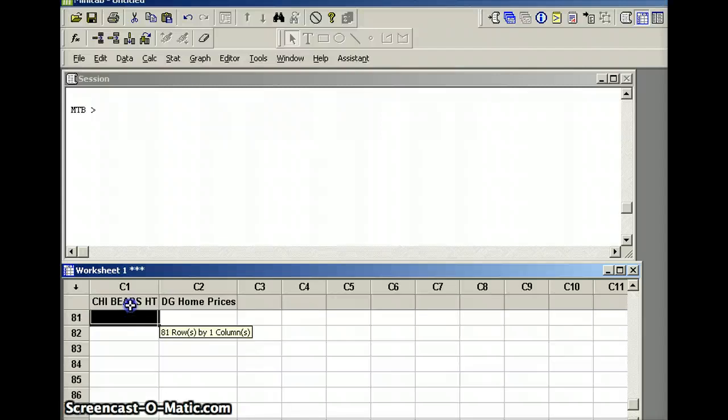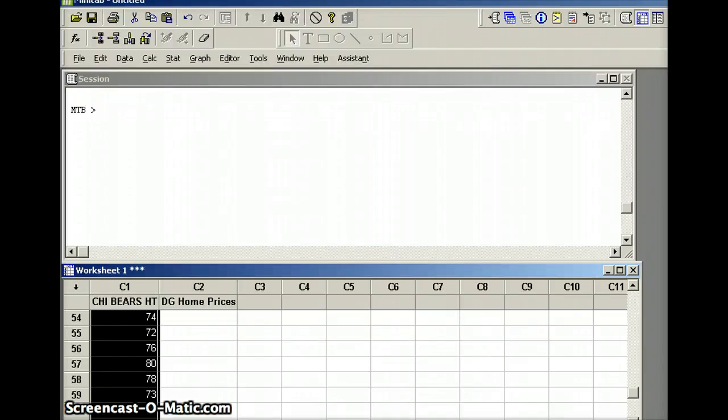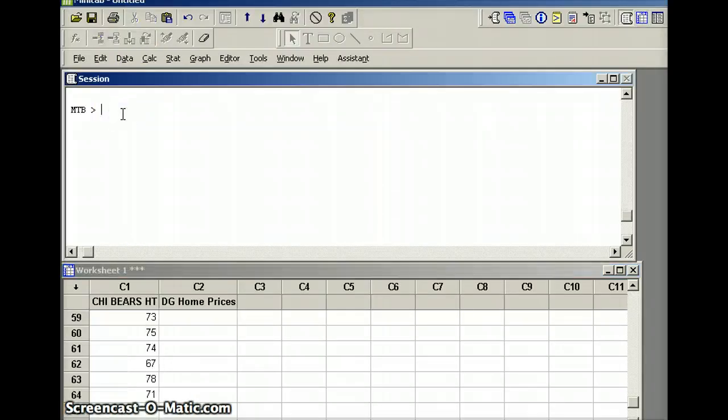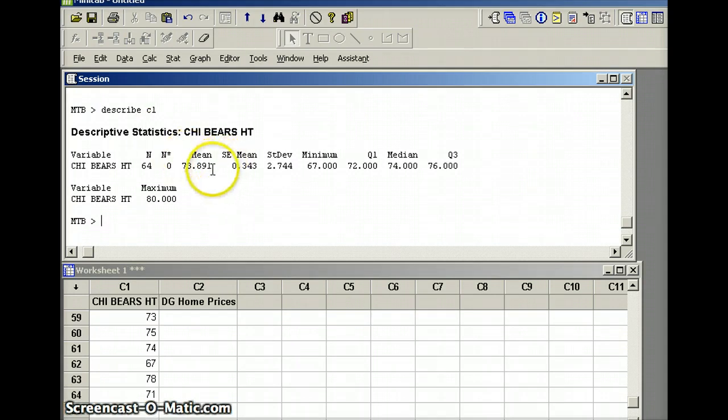There are a total of, you can see how many there is going to be, a total of 64 numbers. And we could add those up and we could divide by 64. That's not a problem for us. We could do the same thing with the Downers Grove home prices. The computer does that for us. If we say describe C1, it gives us the average height for the Chicago Bears, 73.891.